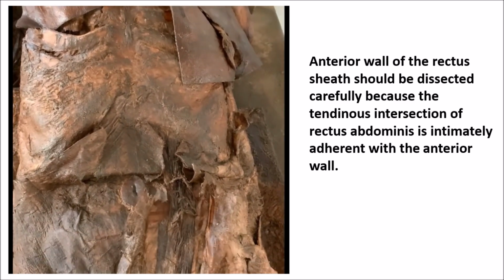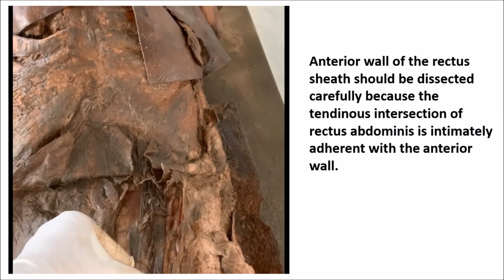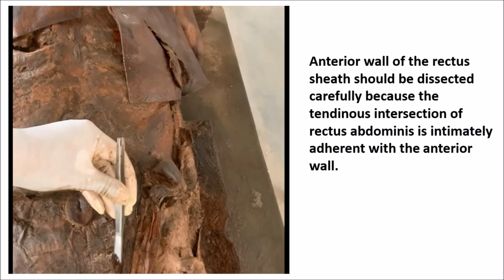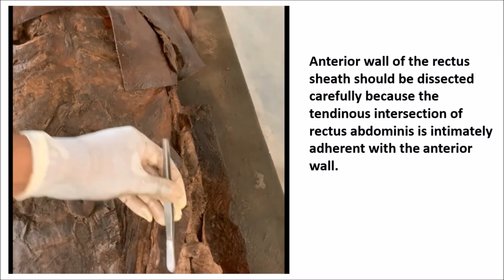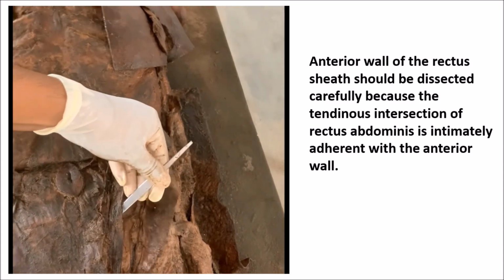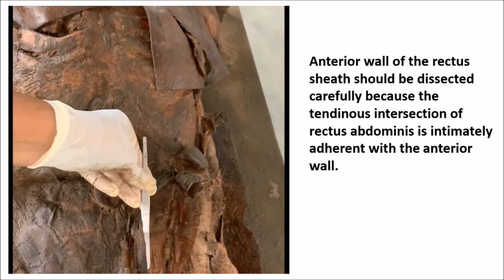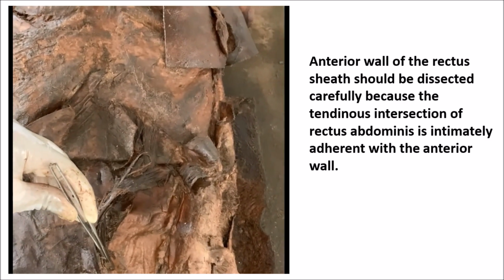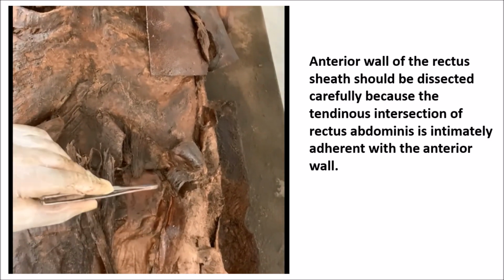on both sides and expose this muscle. This is the rectus abdominis. After reflecting the anterior layer of the rectus sheath, the rectus abdominis muscle is exposed, and we will reflect it medially with the blunt end of the forceps. And here we can see the posterior wall of the rectus sheath.